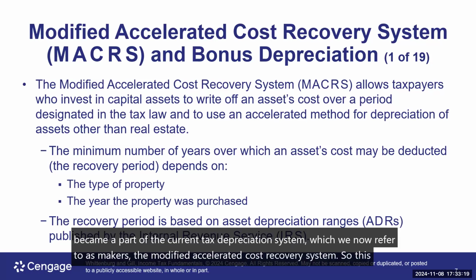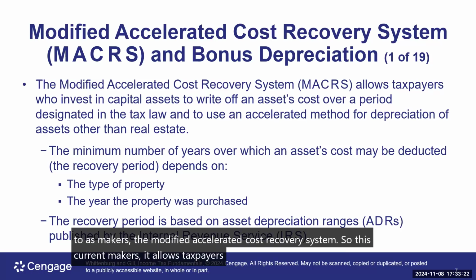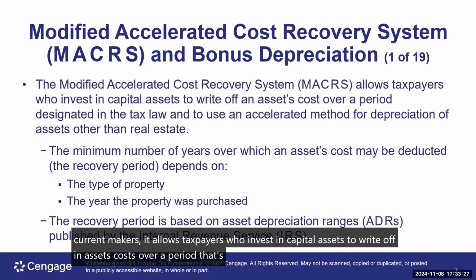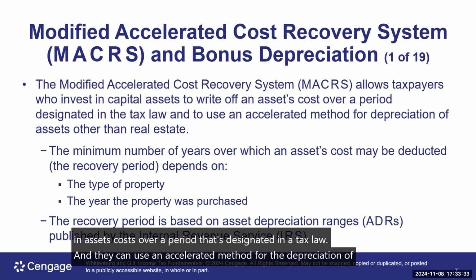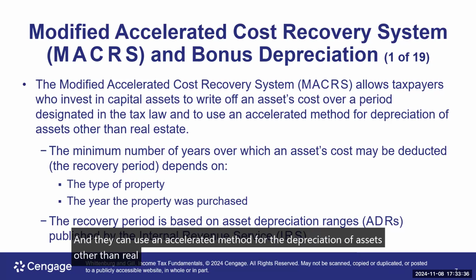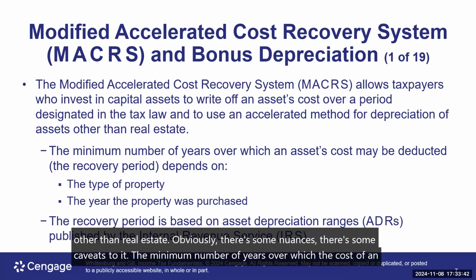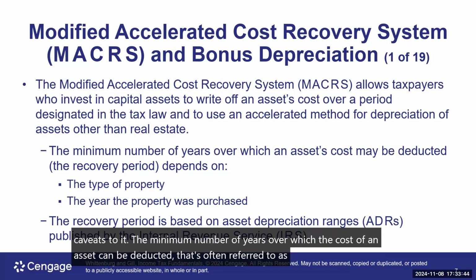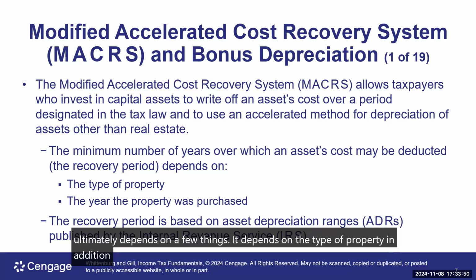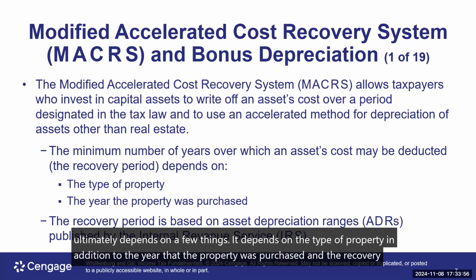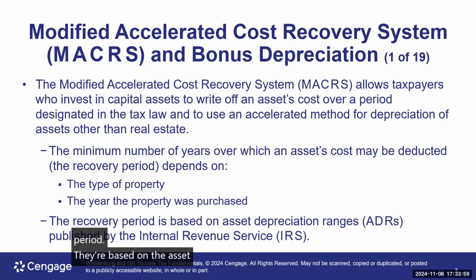So this current MACRS allows taxpayers who invest in capital assets to write off an asset's costs over a period that's designated in the tax law, and they can use an accelerated method for depreciation of assets other than real estate. Obviously, there are some nuances and caveats to it. The minimum number of years over which the cost of an asset can be deducted is often referred to as the recovery period. It ultimately depends on a few things: the type of property, in addition to the year that the property was purchased. And the recovery periods are based on the asset depreciation ranges published by the IRS.